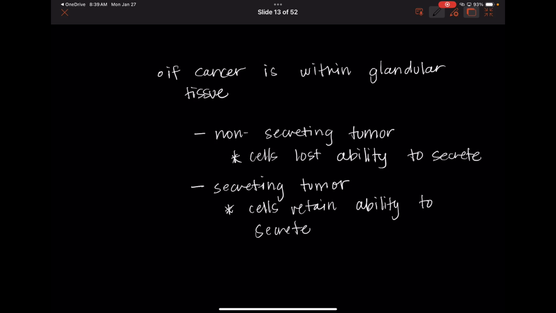So if we're talking about a secreting tumor, this is where you have more cells of that gland producing more of that hormone. So do you think you would have a hyper or hyposecretion problem with a secreting tumor? Hyper, right? You have more cells producing more of that hormone. So you would have a hypersecretion issue with a secreting tumor. And then if you have cells of your organ who now no longer can secrete that hormone, then you may have a hyposecretion problem in that case.